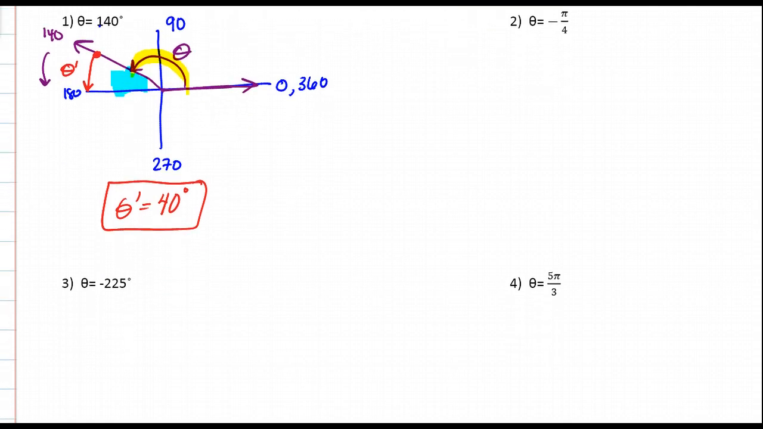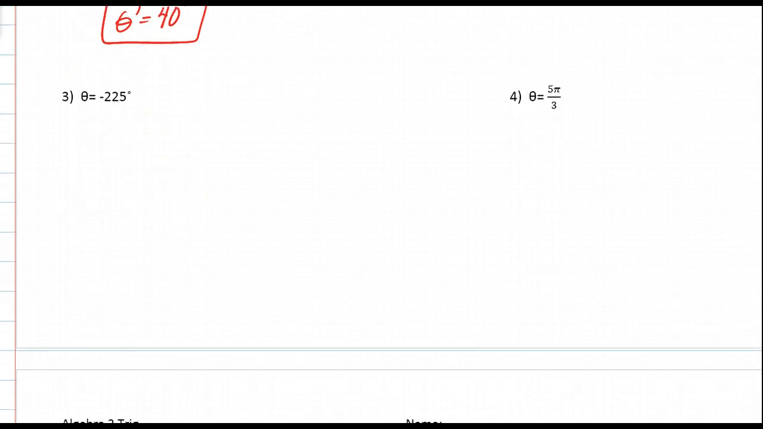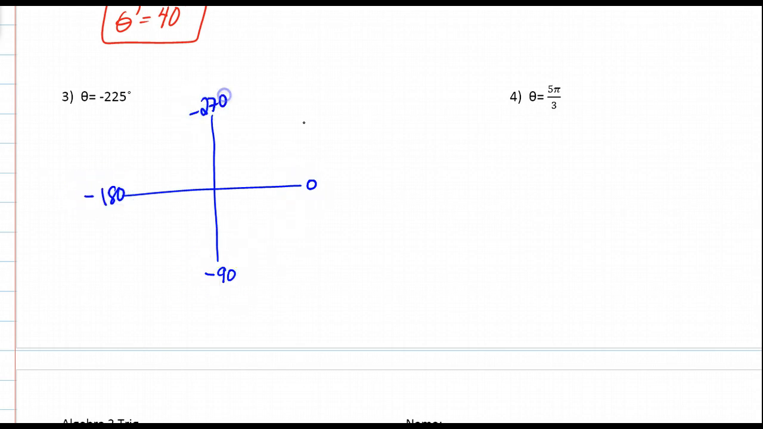Let's skip to number 3. I'm going to do the degree ones and then the radian ones. So number 3, I'm still in degrees, and I still need to sketch. But now I'm going in the negative direction, so my labels are now going to be negative 90, negative 180, negative 270, and negative 360, because this time I'm going in the negative direction.